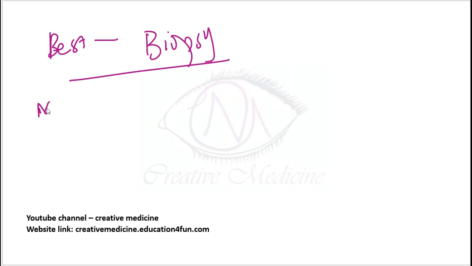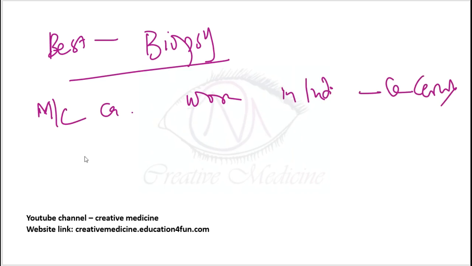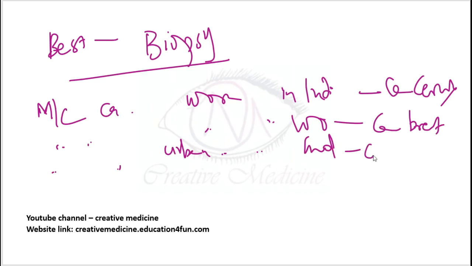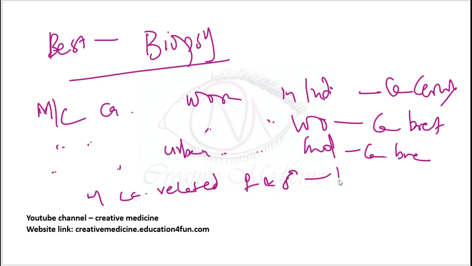Now if you see some one-liners, what is the most common cancer in women in India? The most common cancer in women in India is carcinoma cervix. What is the most common cancer of women in the world? Carcinoma breast is the most common cancer in women in the world. The most common cancer of urban women in India is carcinoma breast. The most common cancer related death in both women and men is lung cancer. The second most common cancer related death in women is breast carcinoma.